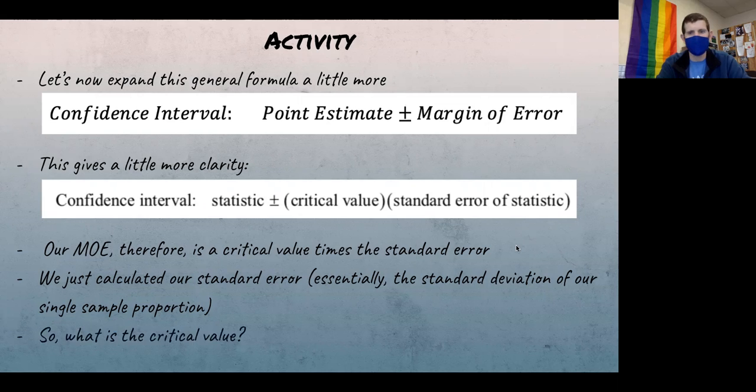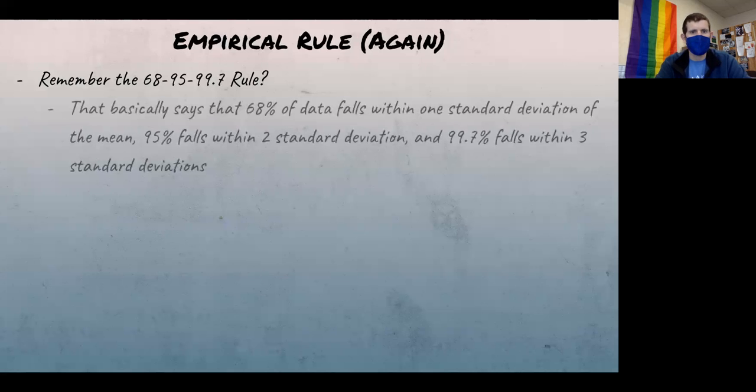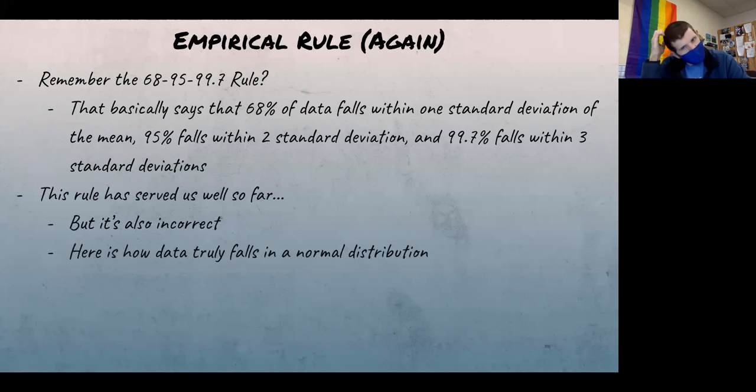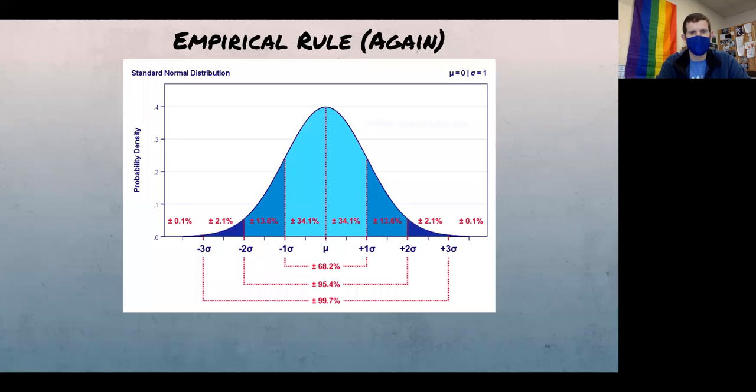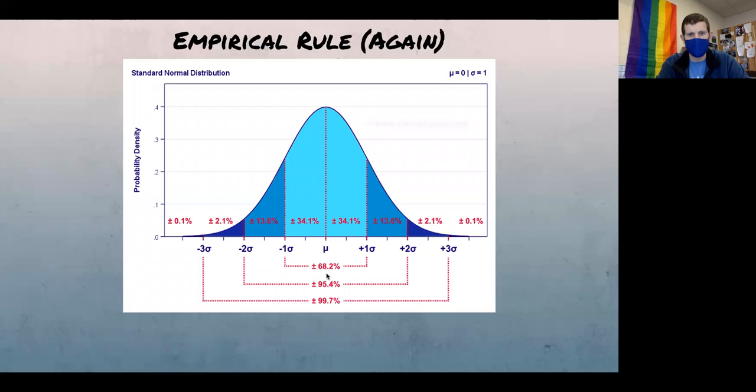So what is the critical value? This is the question. Let's go back to the empirical rule. And we've talked about this so many times, you should have it memorized pretty well. So you know the empirical rule, the 68, 95, 99.7 rule. Well, the rule works pretty well, but it's not exactly correct. So the way that data truly falls in a normal distribution looks like this. And you can see specifically these numbers down here: 68.2, 95.4, 99.7. So the 99.7 is still accurate, but we call it the 68, 95, 99.7. It's not exactly 68 and 95.